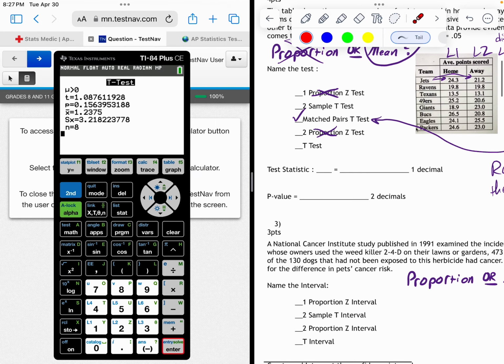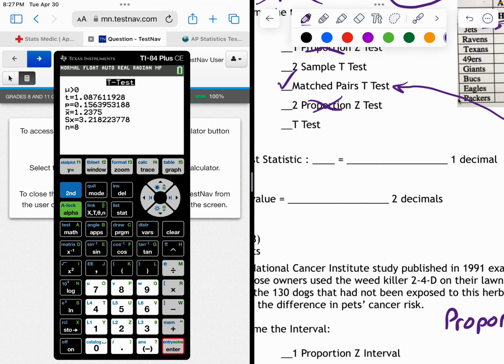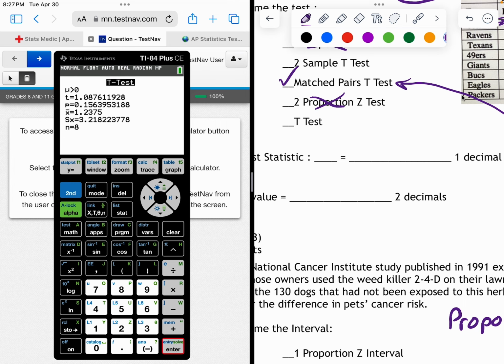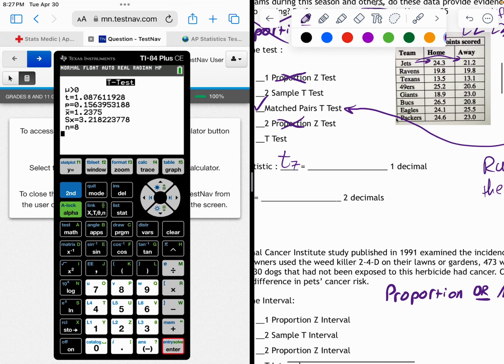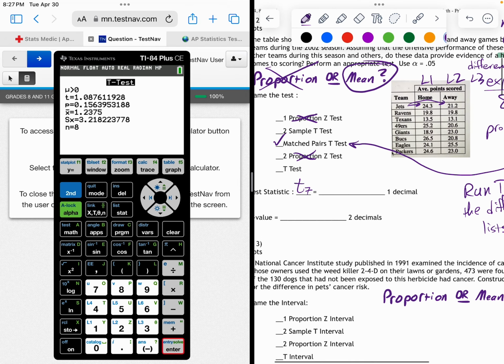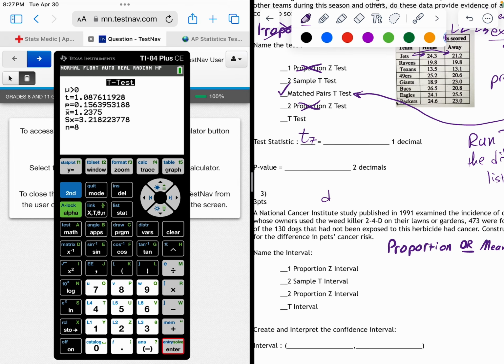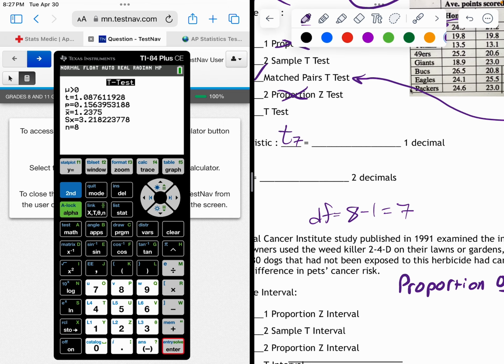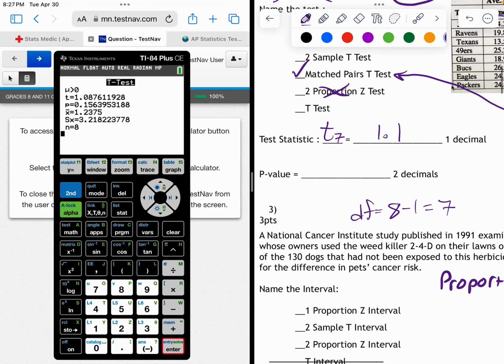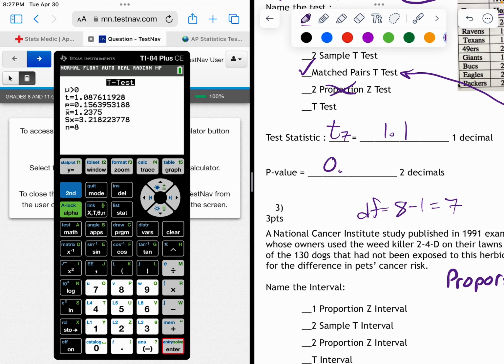So my test statistic, you probably have a drop down there, huh? This would be a T7 or a T. It's not a Z. And it's a 7 because the degrees of freedom is 8 minus 1, which is 7. And my test statistic is 1.0887. One decimal place, so mine would be 1.1. My p-value would be 0.16.